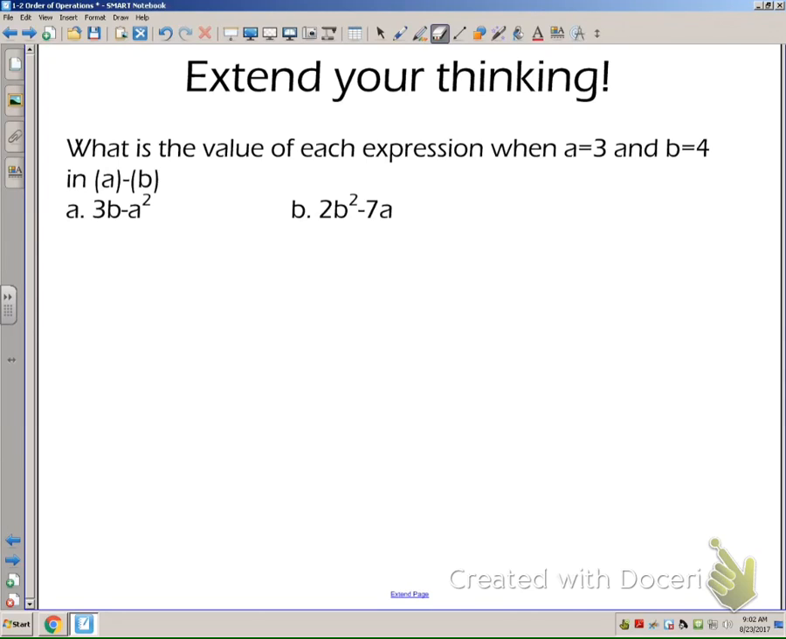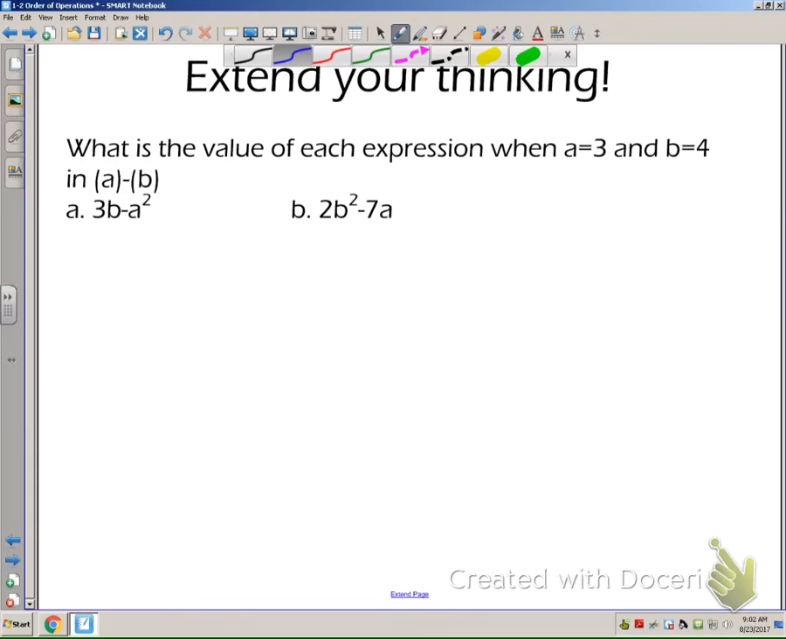Okay, so what is the value of each expression when a equals 3 and b equals 4 in a minus b? So this is a little bit more involved. We've got to work a little bit harder to get to the answer. That doesn't mean it's more difficult and you can't do it, so give up now. It means that you've got to think a little bit harder and put a little bit more effort into it.